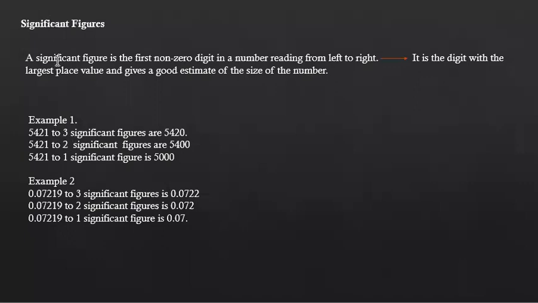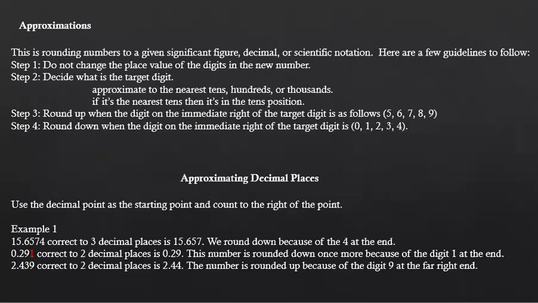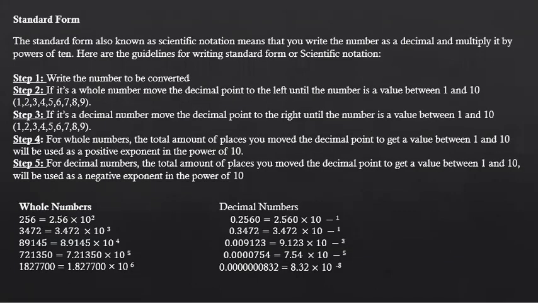So we're moving on to significant figures. A significant figure is the first non-zero digit in a number reading from left to right. It is the digit with the largest place value and gives a good estimate of the size of the number. So there are 5,421. The 3 significant figures would be 5,420. Why? When we go back to our guidelines for approximation, this belongs to the category where it's less than 5. So because it's less than 5, we round down. And when it's equal to or greater than 5, we round up, right?